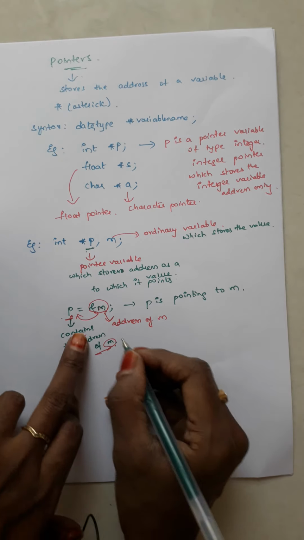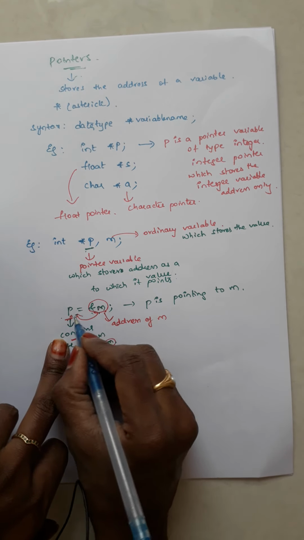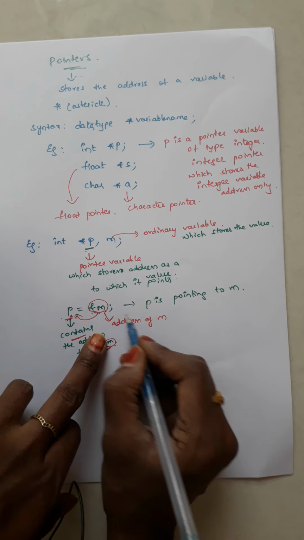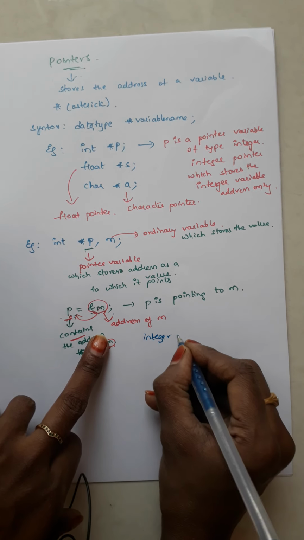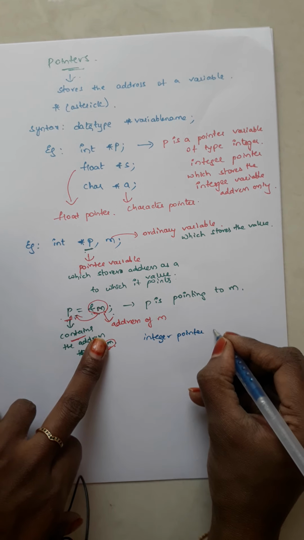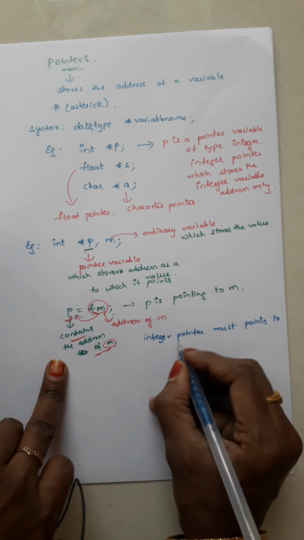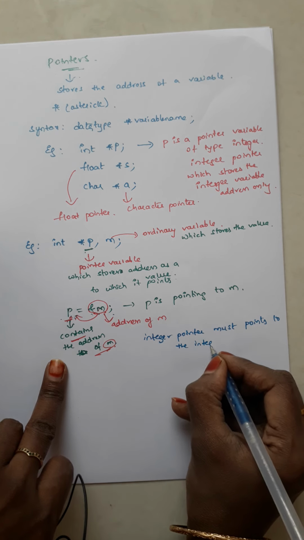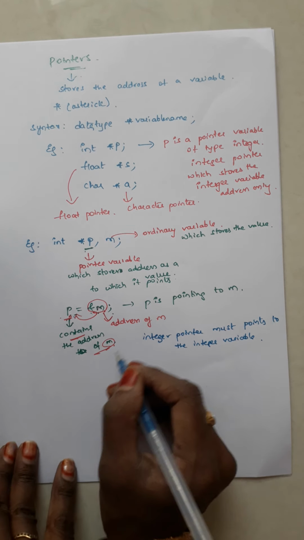So to whichever variable it points, it stores the address of that variable. An integer pointer must point to an integer variable only. To which it points, it stores the address of that particular variable.